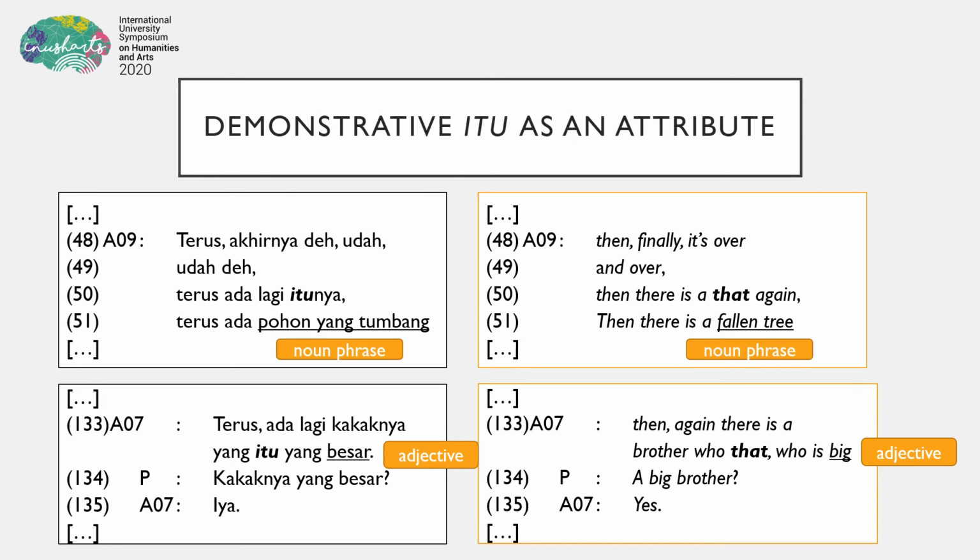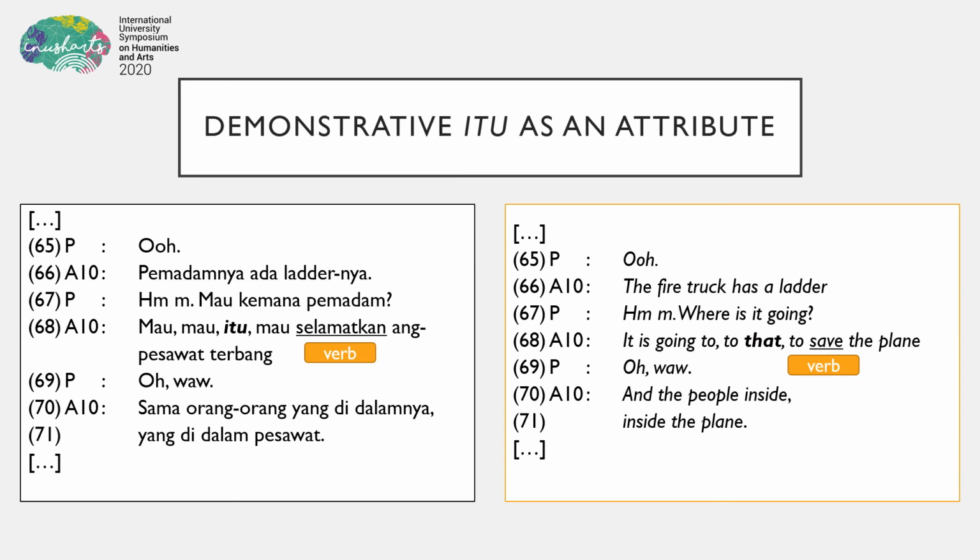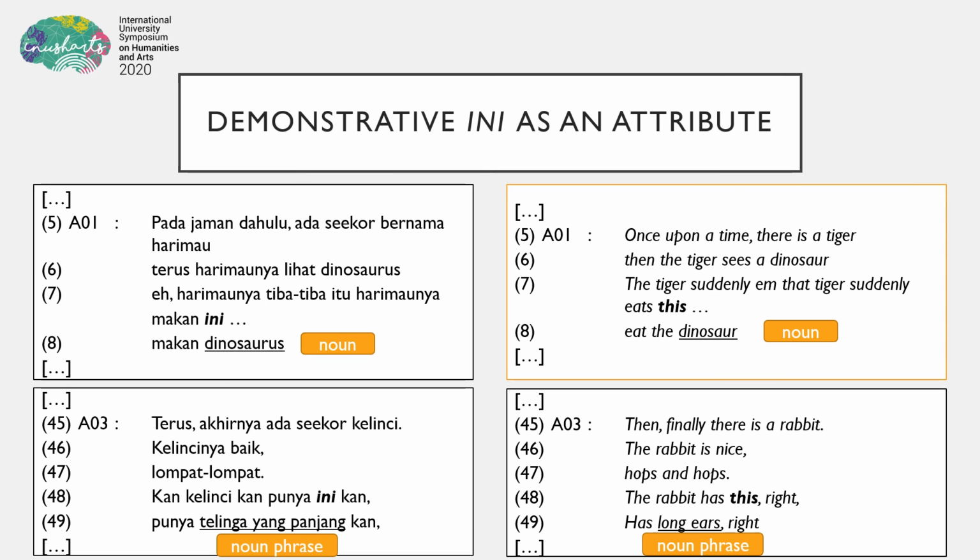While itu here in this example is an attribute to adjective. And not only noun phrase and adjective, itu can also be an attribute to the verb. It is also the same that we found in the demonstrative ini. It has also the function as an attribute to a noun and also to a noun phrase. Look at here. Harimaunya tiba-tiba itu harimaunya makan ini, makan dinosaurus.